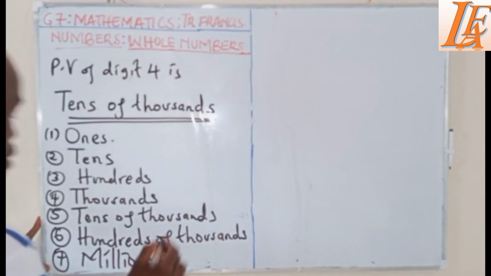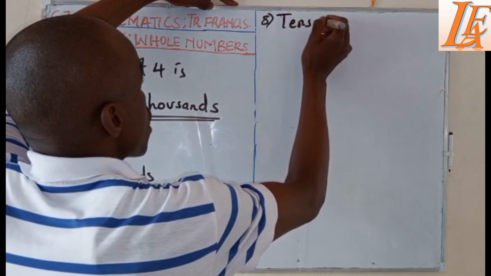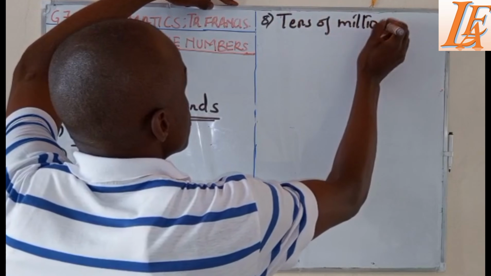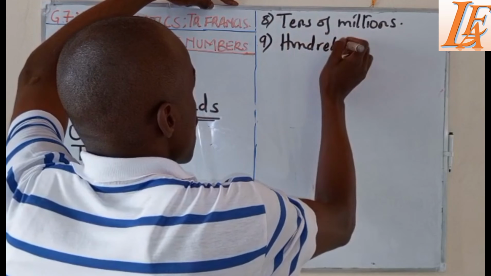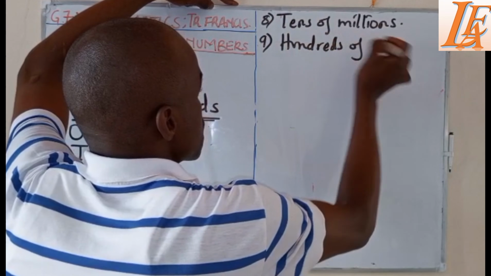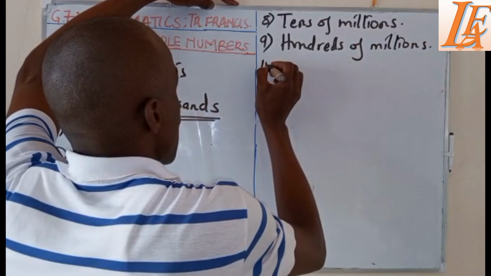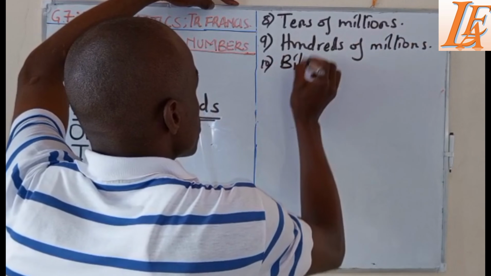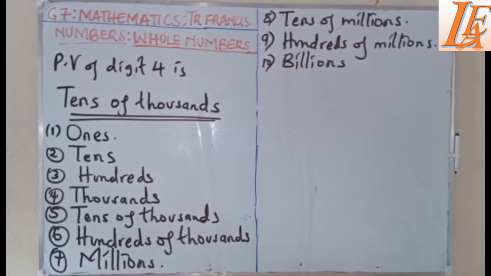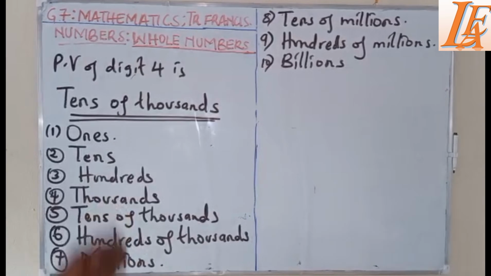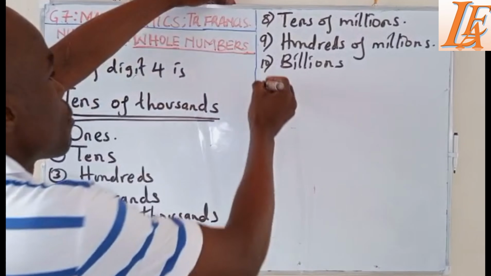Then the seventh one is millions. The eighth one will be tens of millions. The ninth one will be hundreds, and don't forget the S, hundreds of millions. Then we come to billions. So for grade 7, it reaches billions. These are the place values of various digits in case you are asked to find them in a given number. Therefore, we can proceed and look at an example.